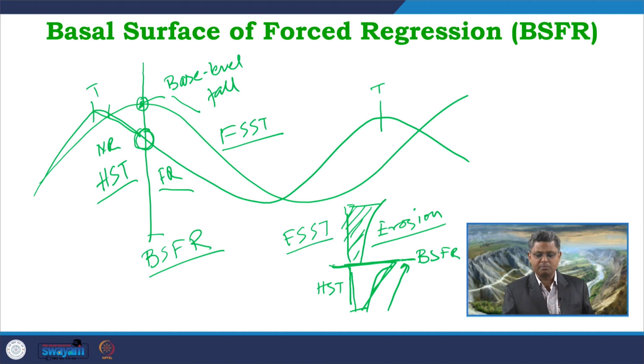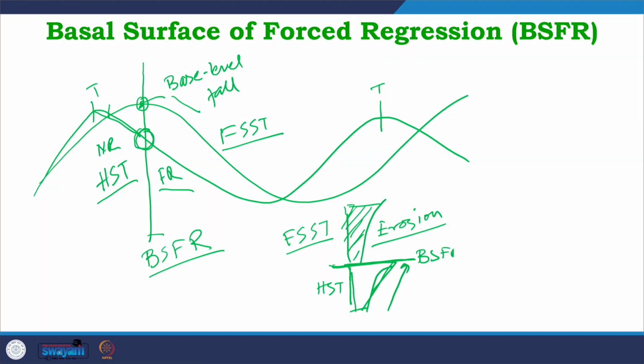BSFR should be preserved at the bottom of the next falling stage systems tract, and very commonly this falling stage systems tract is developed within the marine system. That is why the BSFR is always preserved at the bottom of the marine succession which is formed during the falling stage or during the forced regression. In seismic stratigraphic terms, the BSFR, this basal surface of forced regression, is the oldest clinoform, which is associated with offlap, as we have already discussed in our class on stratal termination patterns.